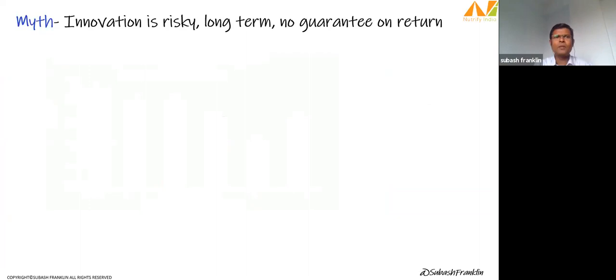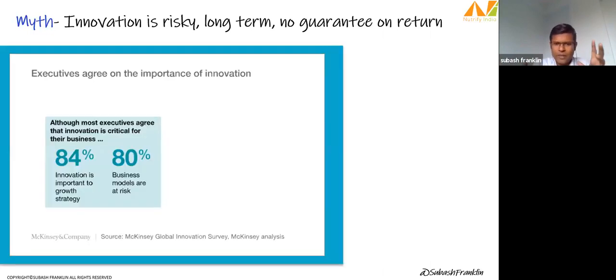The second major myth is around innovation. Now, it's easy to say you need a very differentiated, relevant product, and to do that you need innovation. But the common myth in the market is that innovation is very risky, very long term, with no guarantee on return. I want to show you a slide from McKinsey around innovation.